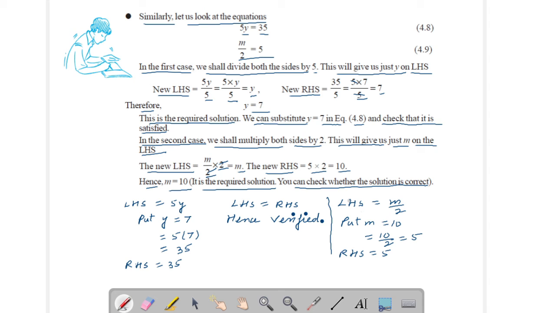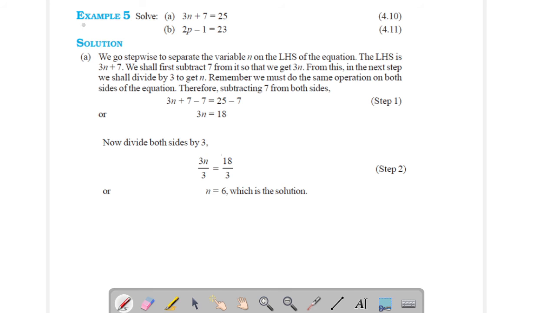Here you can see left hand side it is also 5, right hand side it is also 5. Here left hand side it is equivalent to right hand side, hence verified. It means m equal to 10 is the solution of the given equation. Now come to example 5. Solve A part. 3n plus 7 equal to 25.